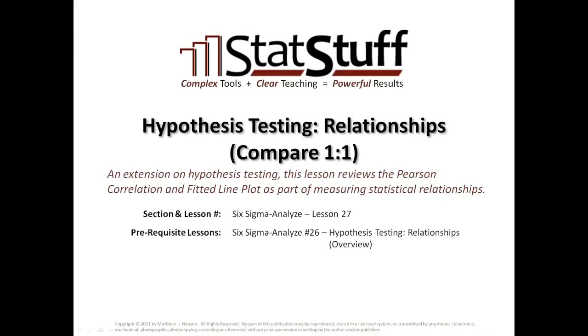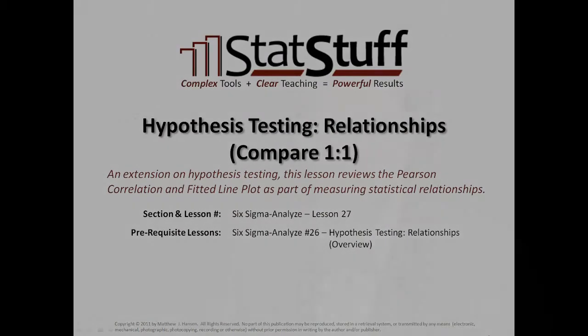This lesson is part of an extended series on hypothesis testing in the analyze phase. In this lesson, I'll review the Pearson correlation and fitted line plot tests that measure a relationship between two factors. I'll spend the first part of this lesson reviewing some of the critical concepts that can help you to understand how to use these tests. But despite that, I recommend that you at least review the prior lessons on hypothesis testing if you haven't already done so. But for now, let's review again why we even need hypothesis testing.